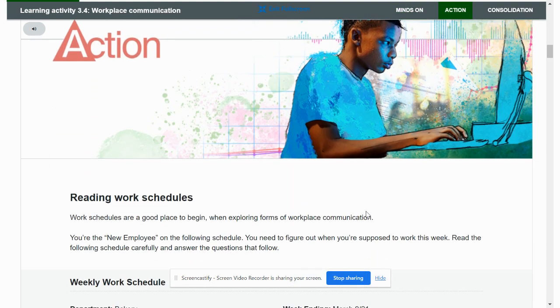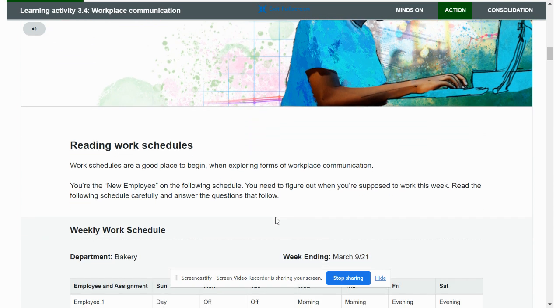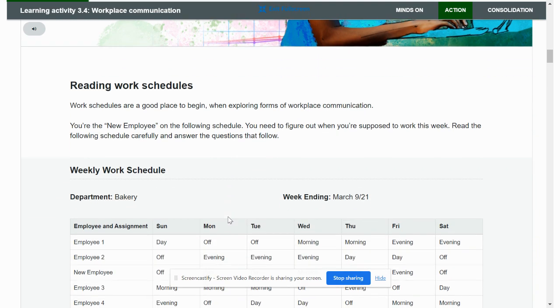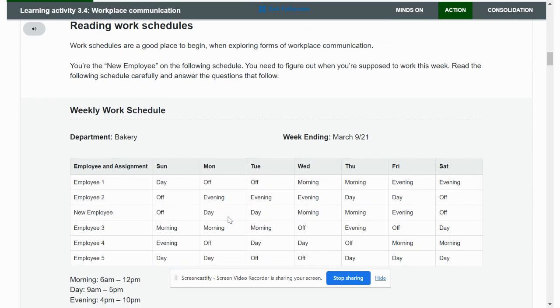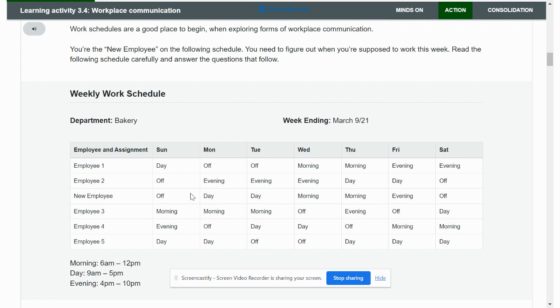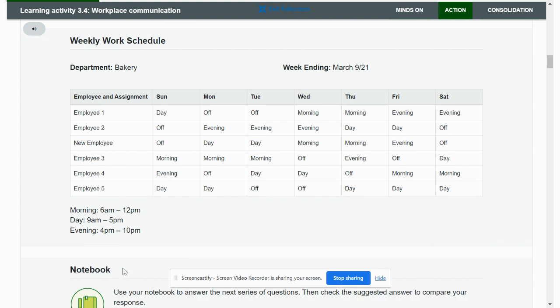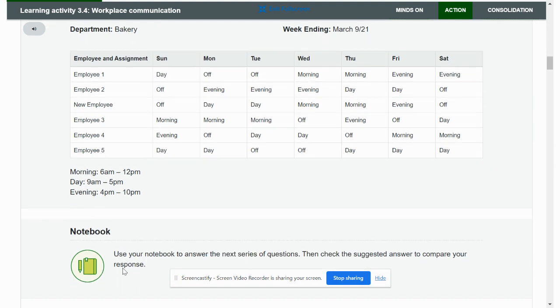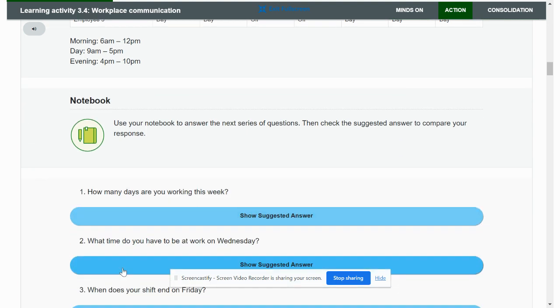Then you're going to move on and you're going to be reading work schedules. So, for some of you who have a job currently, you probably have had to read your own work schedule. Here we give an example of a work schedule for a bakery, and you can consider yourself the new employee and look to see what you'll be working and try and figure out how much you are working that week. And you can keep notes for your own records here.